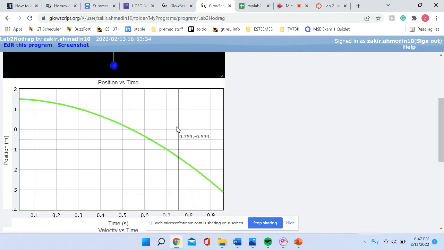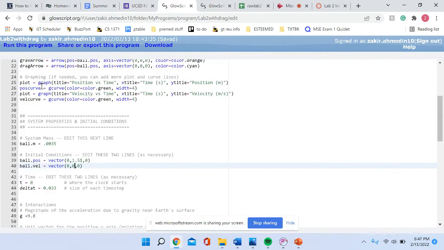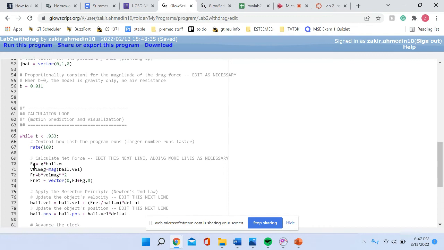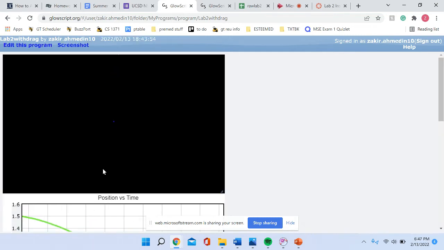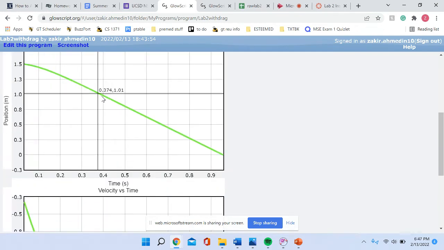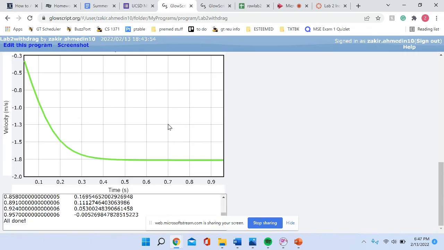That's at -3 meters. And then here we have the one with drag. We have to update the drag force here by finding the magnitude of the velocity and then finding the proportionality constant and then squaring that. So here we have a more linear graph near the middle and near the end, because the velocity graph we can see bottoms out near -1.76 meters per second.